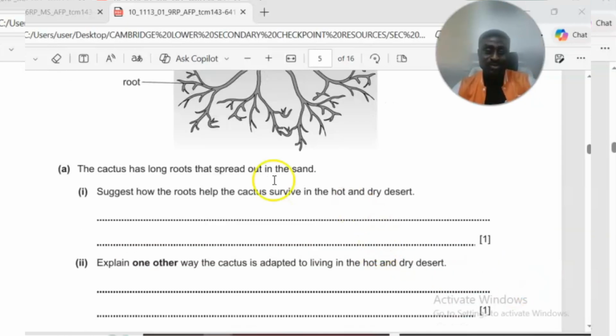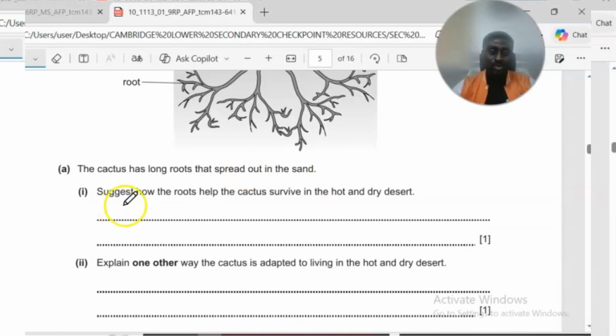Now let's move downwards. A part of the question says, the cactus has long roots that spread out in the sand. 1. Suggest how the roots help the cactus survive in a hot and dry desert. Remember, in the desert, there is always insufficient or almost lack of water due to the fact that it is a dry environment. So the amount of rainfall per year is scanty. Suggest how the roots help the cactus survive in the hot and dry desert.